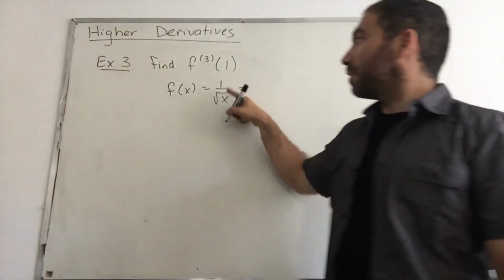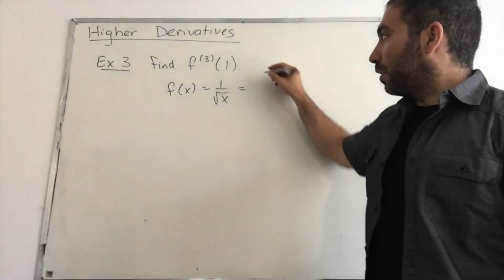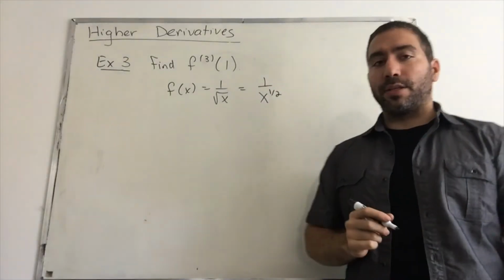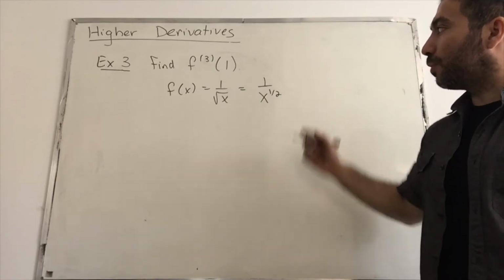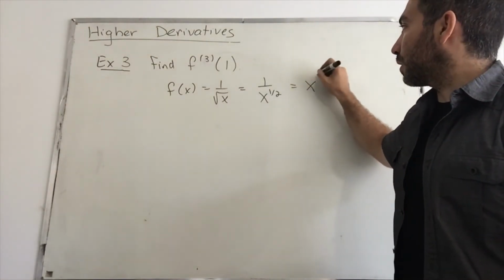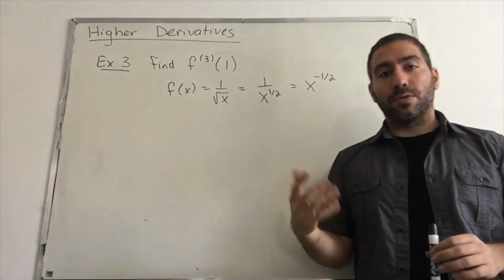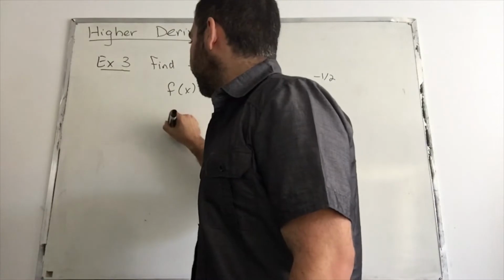What I would do first is get rid of the root, rewriting it as a fraction in the exponent. So we have 1 over x to the 1/2. And on top of it, what I'm going to do is rewrite it as x to the negative 1/2. I think this is more simple. If not, you would have to use quotient rule. So let's go ahead and take the first derivative.